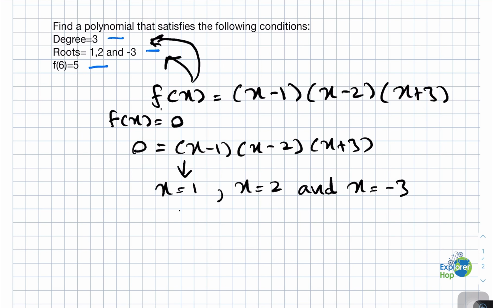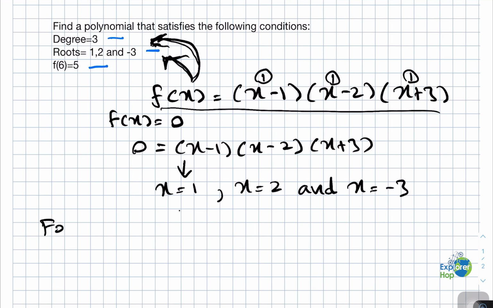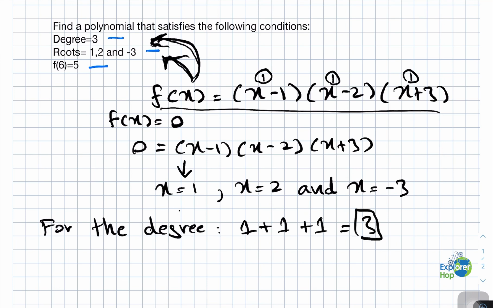Now that we know that this function has these roots, we need to figure out, does it have a degree of 3? And yes, it does, because we can find the degree by adding up the highest degree of each term, which is 1 here, 1 here, and 1 here. So for the degree, 1 plus 1 plus 1 gives us 3. So this condition is satisfied as well.